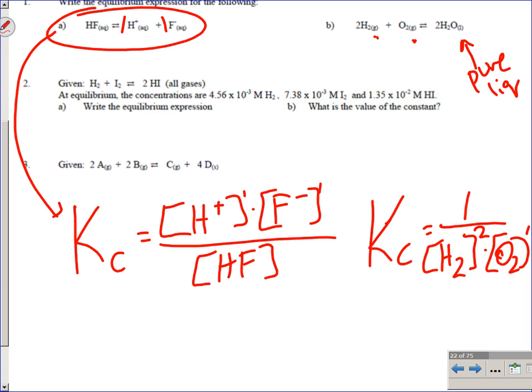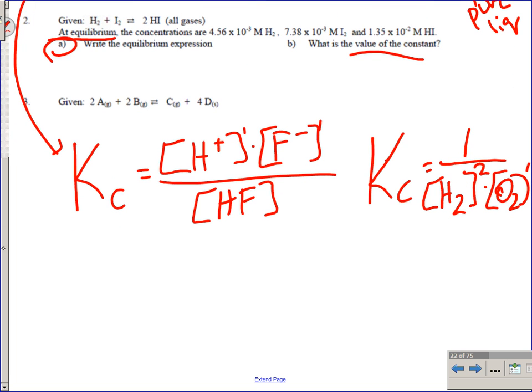Given the fact that all of those are gases, the way the question is phrased tells you that you can plug these numbers directly into the K expression, which is the equilibrium expression, because it says at equilibrium. That's the important phrase. At equilibrium, the concentration of H2 is that, I2 is that, and HI is that. First off, write the equilibrium expression, and then second, we're going to find the value of the constant, the value of K. How are we going to find the value of K? Just plug them in and go. These are already at equilibrium, so we can plug those directly in.